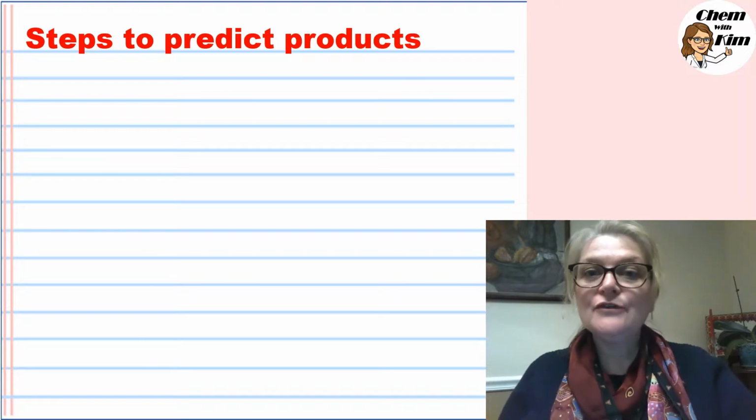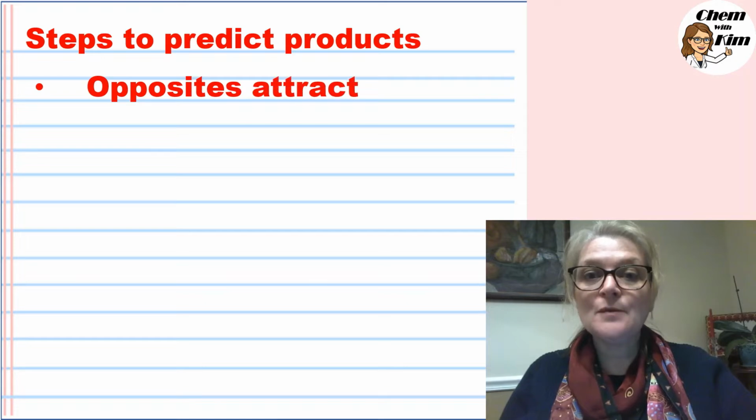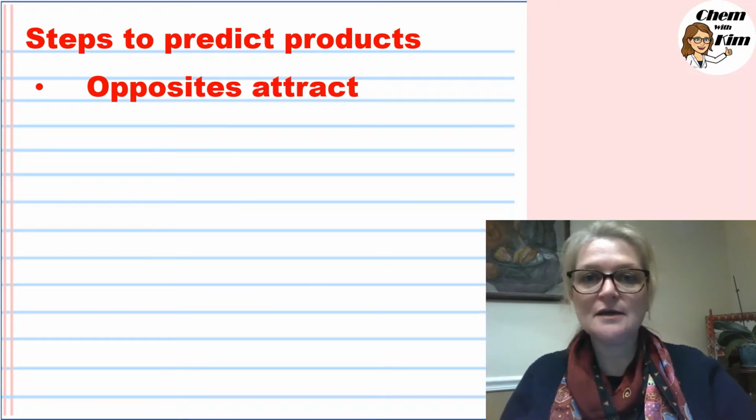The first is we want to remember that opposite charges attract. So 2 positives are not going to come together, 2 negatives are not going to come together, but a positive and a negative will be attracted to each other and can come together to form a new compound.